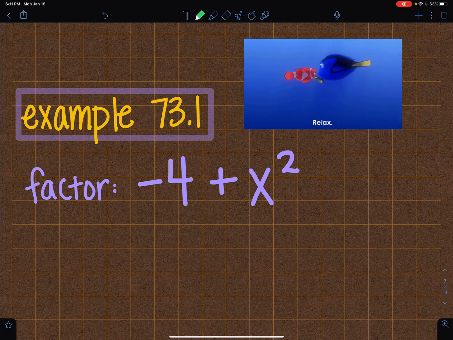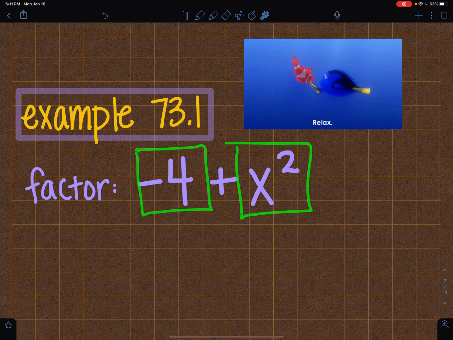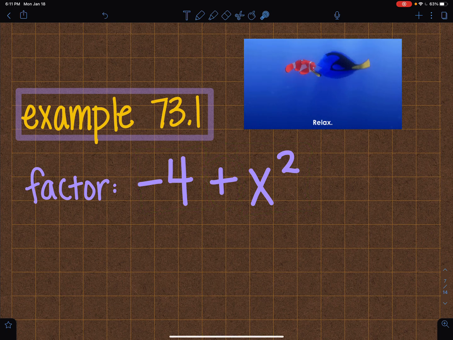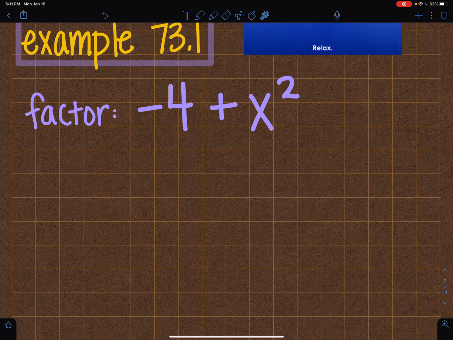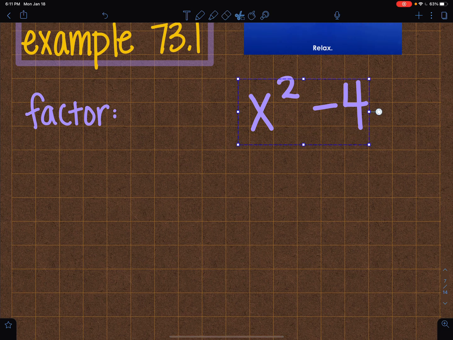The first thing to do is to recognize that this is actually the difference of two squares. Now, it's not a difference because you've got a plus sign, but don't let them fool you. This is easy to fix. How do we fix it? We do this. x squared minus 4. And you can do that because it was negative 4 plus x squared. You could just change it to x squared minus 4.